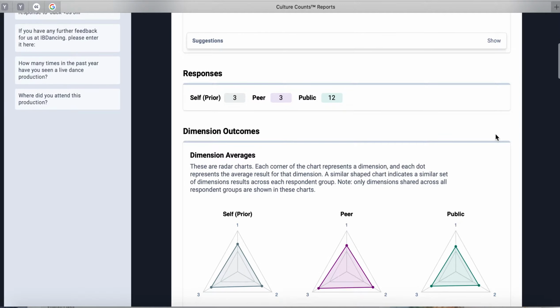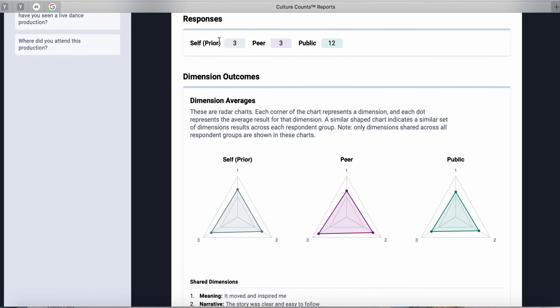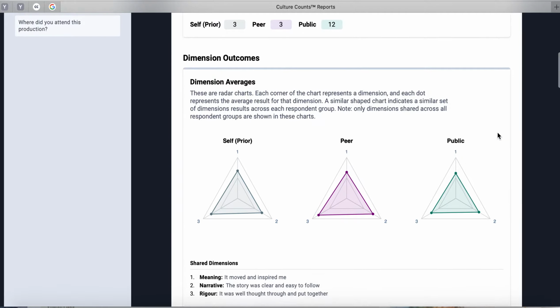You can also see here a breakdown of the different types of responses. So you've got 3 self-assessors, 3 peers, and 12 from the members of the public.